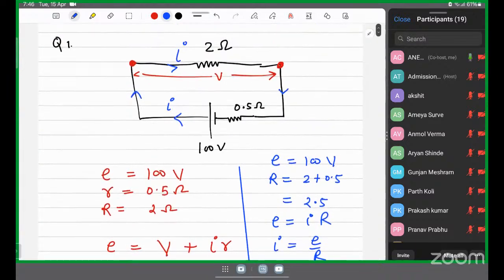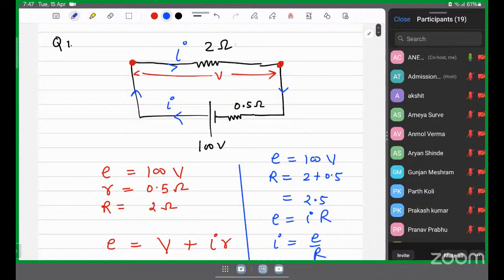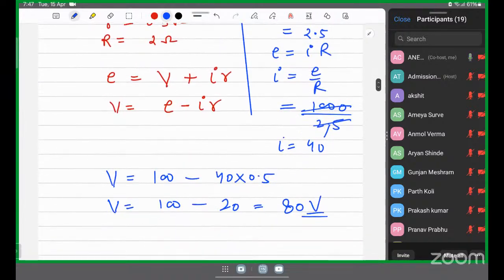So in this question, EMF of the cell is 100 volts, and out of that 100 volt, 80 volt is utilized for 2 ohm resistor, and remaining 20 volt is utilized by internal resistance of the battery or cell. That is by 0.5 ohm. Understood?